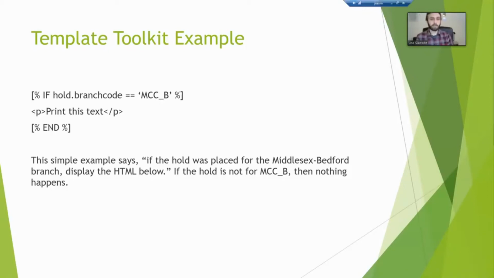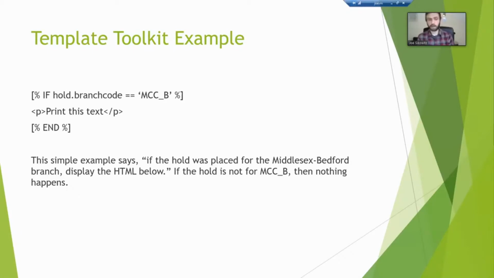So we are checking a variable, and as I mentioned, these variables are available from that Koha wiki page. So we're checking to look at the hold branch code, and what we're trying to see is true is: is the hold.branchcode variable equal to the branch, in this case Middlesex Bedford, so that's our branch code MCCB. If it is true, produce the result below. And the result below is just the HTML and text that I'm asking it to print. So in this case, the P tag with some text.